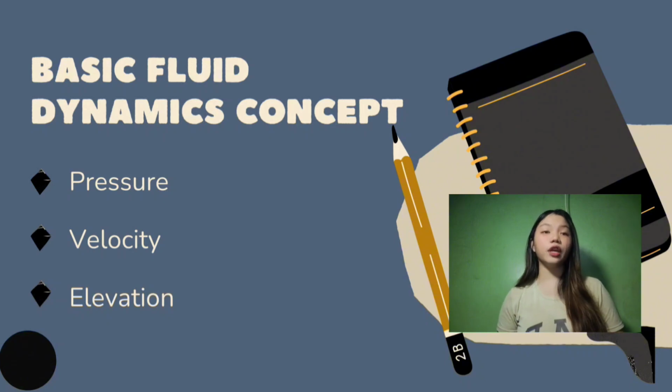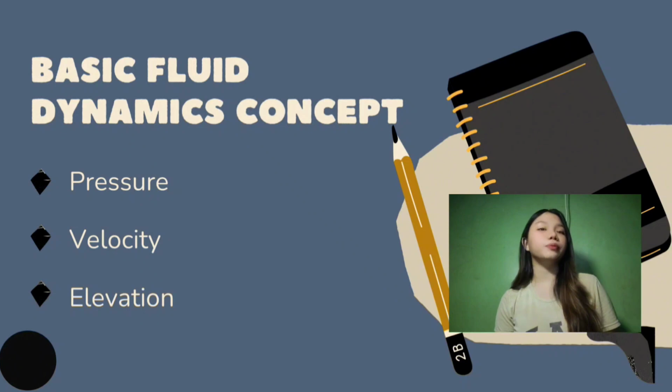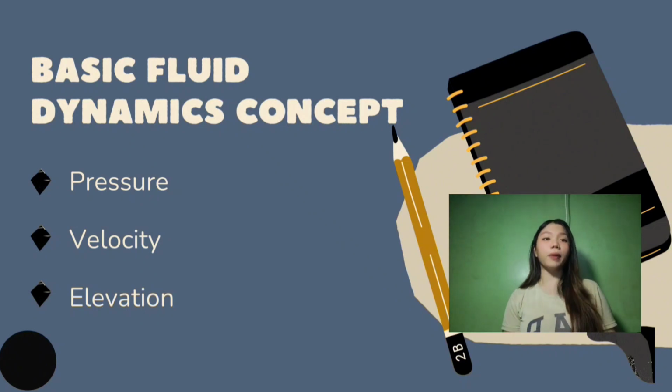Next, we have velocity. Velocity is the speed and direction at which fluid particles are moving. In a flowing fluid, velocity can change from one point to another. Lastly, we have elevation. Elevation is the height above a reference point, often considered the potential energy per unit volume due to gravity in a fluid system. Higher elevation means higher potential energy.